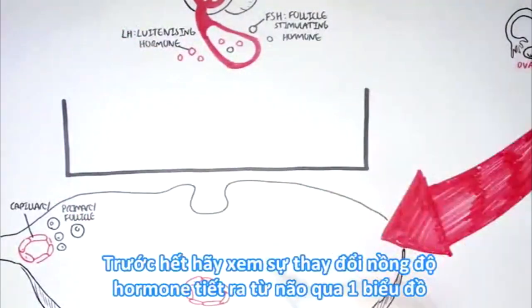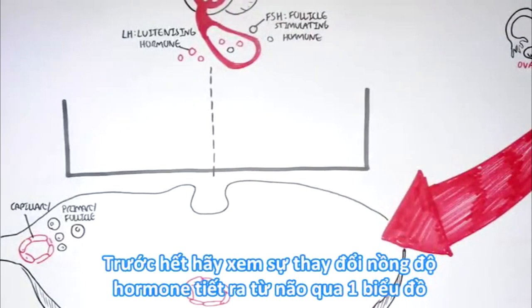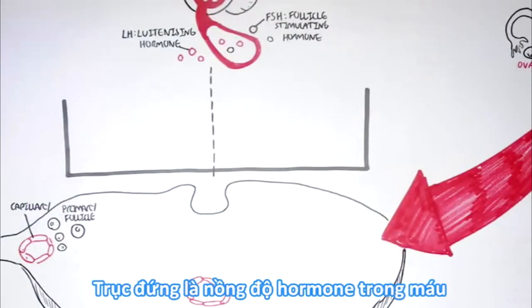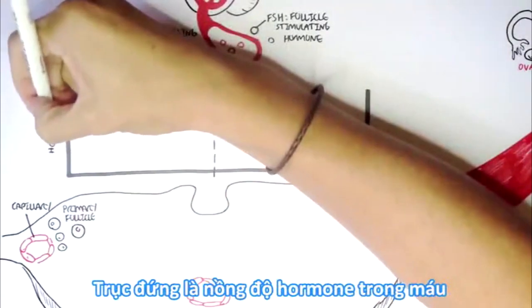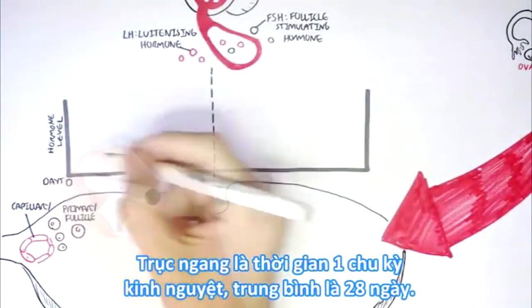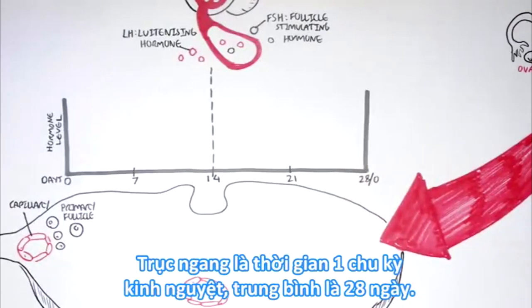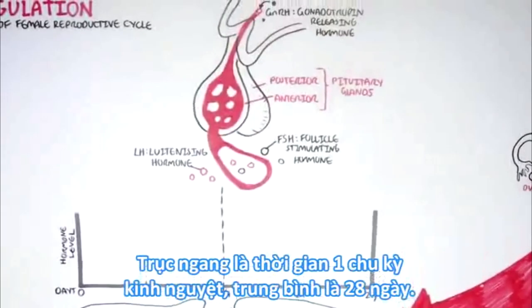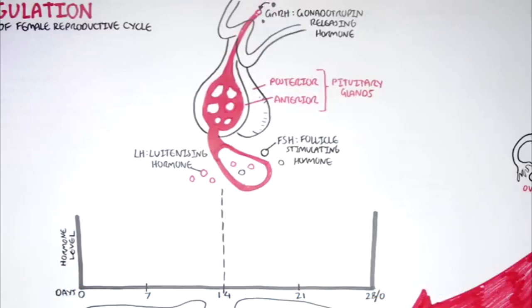Before we continue on, let's look at the changes of the hormone concentrations that come from the brain by looking at a graph. Here we have a y-axis which shows the concentration of the hormones in the blood. And on the x-axis is the duration of the female menstrual cycle, which normally goes for about 28 days. The dotted line in the middle is 14 days, which is halfway.